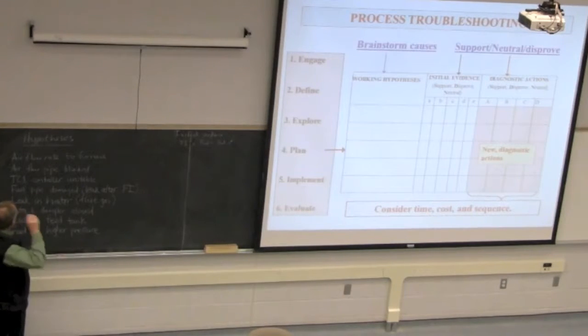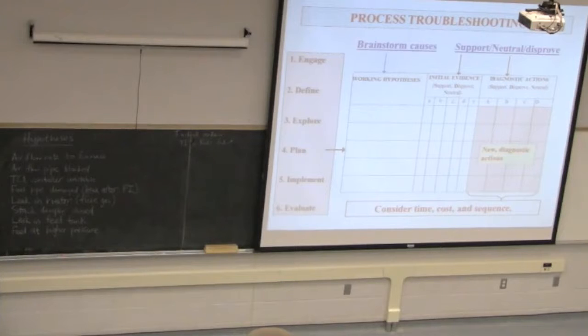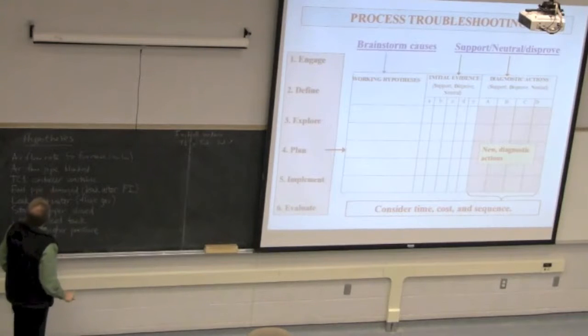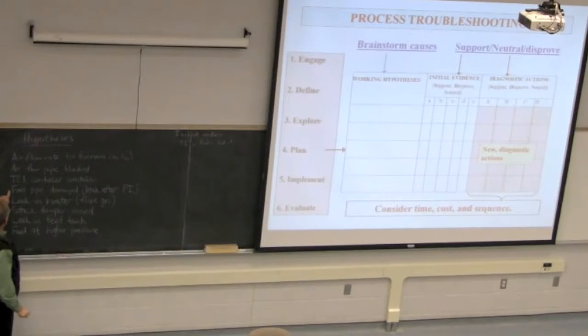Air flow rate of the furnace, oops, okay, we have to clarify this one. Somebody nominated this one, so we have names associated, but no takers. What's the air flow rate of the furnace? What would be the hypothesis? That it's too high, it's too low, it's stopped? Okay. So we have the air flow rate blocked, the TC control is unstable, fuel pipe damage is leaking, okay, so leaking the heater. We have stack damper closed, leaking the feed tank, and feed at a higher pressure. Okay. So those are root causes, so we start working with these.